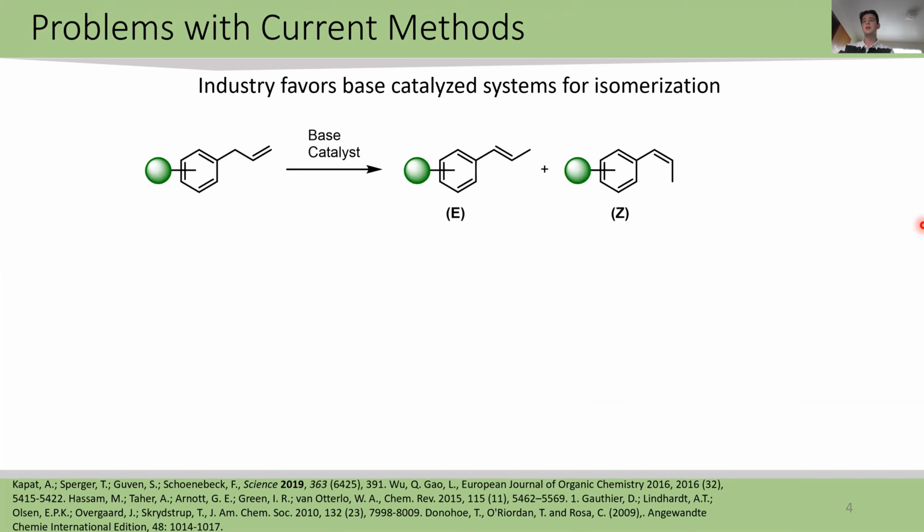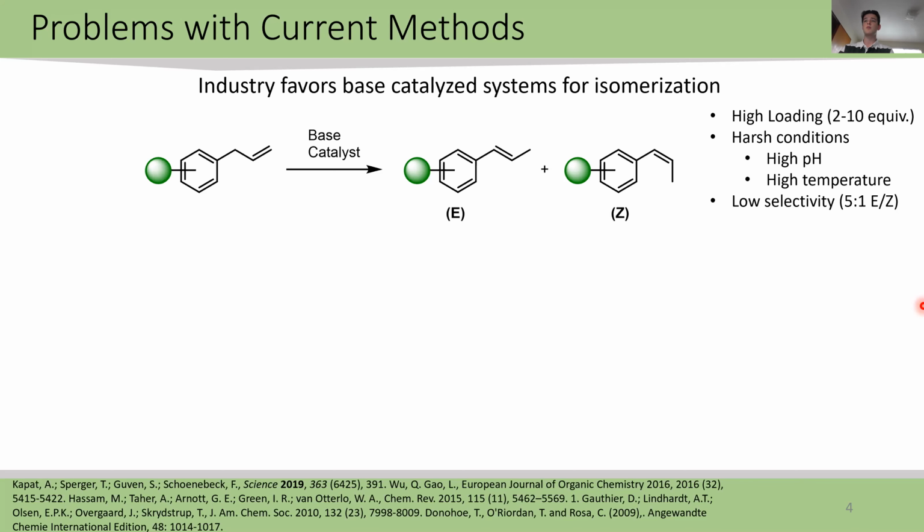In industry, there are ways that we do this already. We focus on base catalysis, so using some sort of basic system to promote isomerization. This is good because you can use it at a really large scale, but the loading for base is really large. Oftentimes we're seeing 2 to 10 equivalents of base to starting material ratio, which is pretty unfavorable. And if you're running on a really large scale, that's quite expensive.